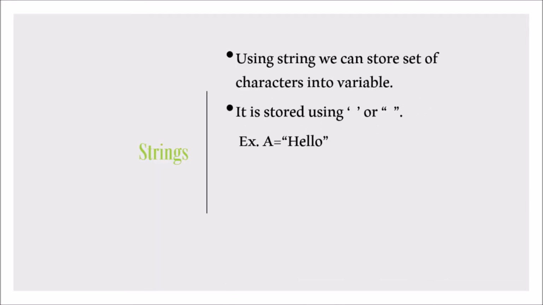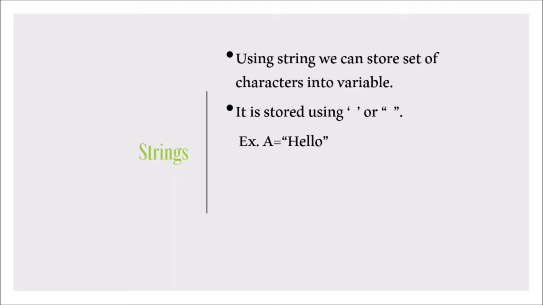The next data type in Python is a string. Now, what is a string? Using a string, you can store a set of characters in a variable. For example, hello, the name of a person, or the address of a person is nothing but a set of characters, and those sets of characters are strings, and a string can be saved into a variable.